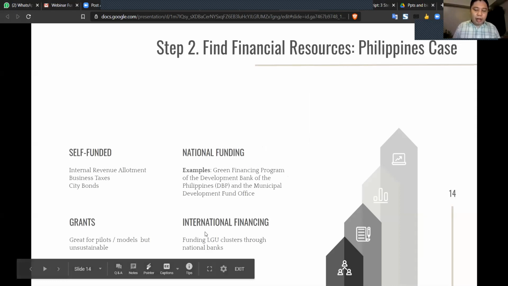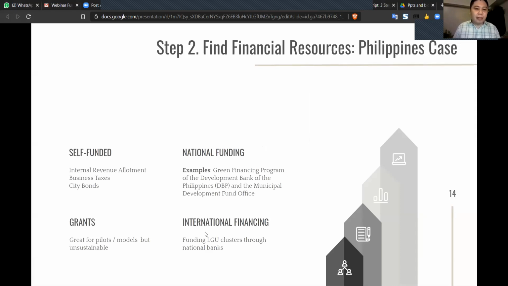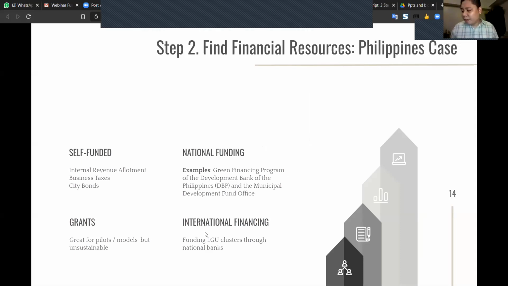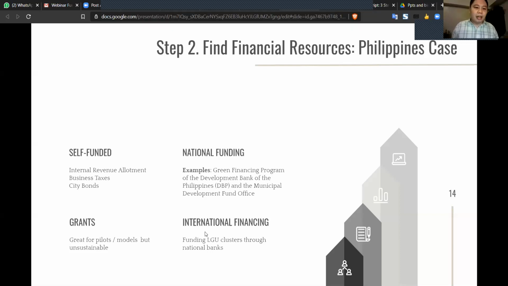Second is that, in the Philippines, in this case, a lot of cities rely on what we call the Internal Revenue Allotment, or IRA. This comes from the taxes collected by the national government, and annually this is distributed to local governments, to cities and municipalities, based on your population. Cities also rely on business taxes, and in some cases, although very rare, is to issue bonds.